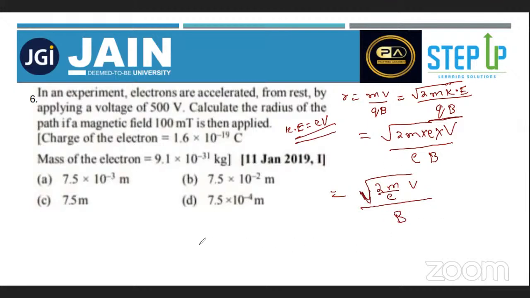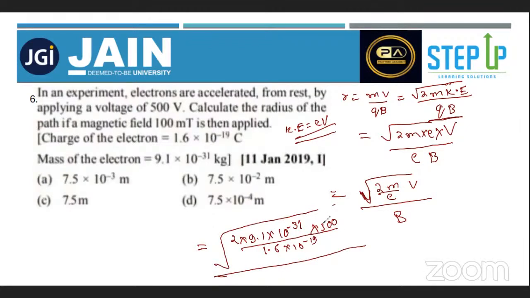So I can substitute it in here. 2 into the mass of the electron, which is 9.1 into 10 raised to minus 31 kg, into 500 volts given, upon e, which is 1.6 into 10 raised to minus 19. This total is under root, and this value is being divided by B, which is 100 millitesla. I'll convert milli into Tesla, so 10 raised to minus 3 Tesla basically.